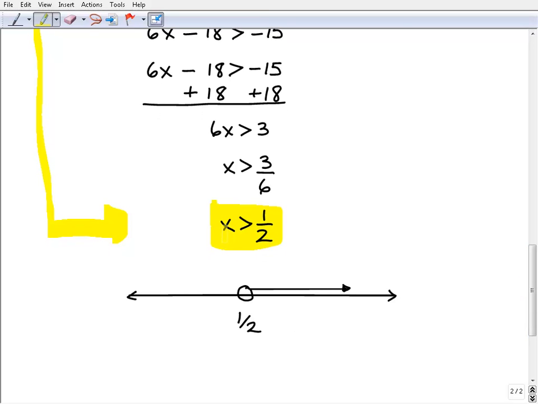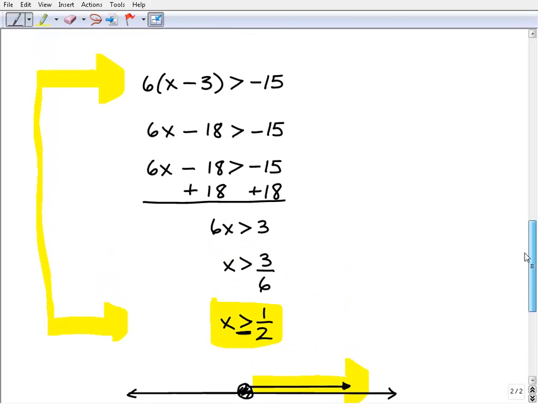So this means all x's that are greater than 1/2, all numbers x that are greater than 1/2. So what you have to do is plot 1/2 on a number line and draw an arrow, a line, in the direction of all numbers that are greater than 1/2, and that's to the right of 1/2. Now if you notice here, this circle at 1/2 is open. We do that when the inequality is not an equal to situation. If it was an equal to, we would fill this in, but it's not. So it's going to be an open circle at 1/2.